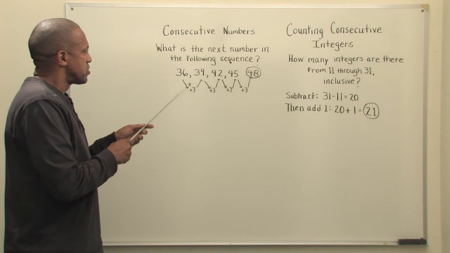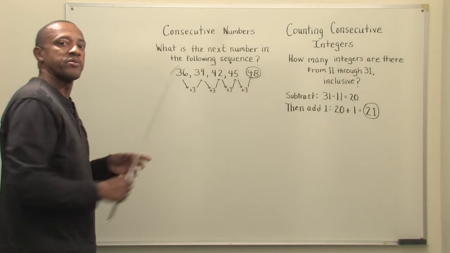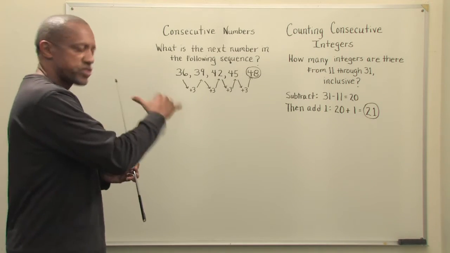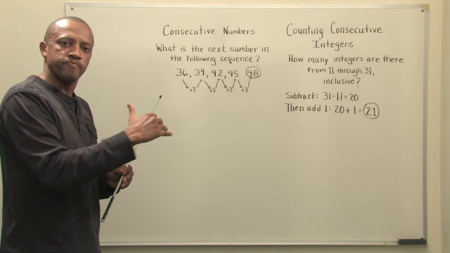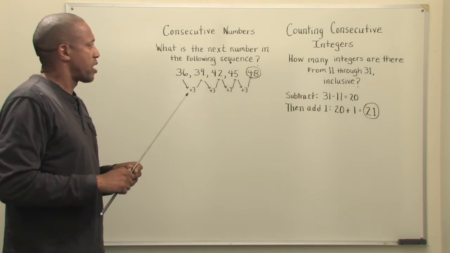Also, these are all multiples of 3. 3 will go into all these numbers equally, but we'll get into that later. What I want you to do is just concentrate on these basic concepts right now. We'll build up to those more complicated things.